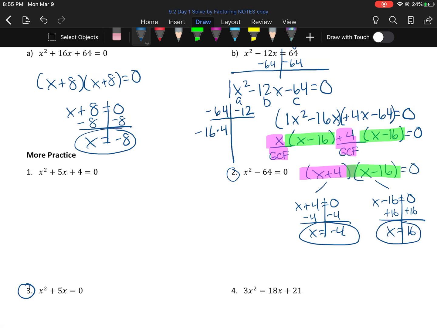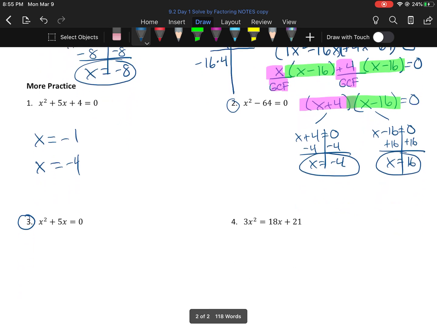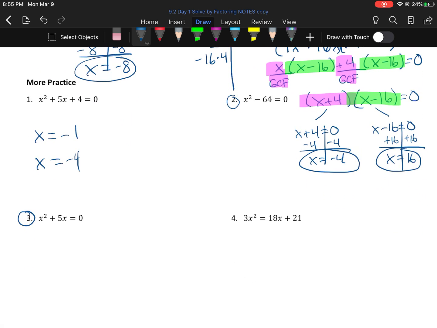For 2 and 3, I would just look at the key and see what that math looks like. Your answer for 1, your solution should be -1 and -4. For 4, once you change this to get everything over to one side, so that way it's equal to 0, you should end up with solutions or roots or x-intercepts of -1 and 7.